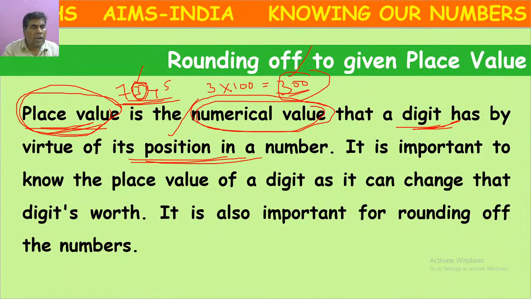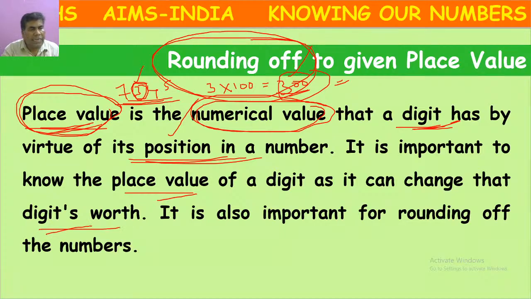So for doing rounding off of any given number, we have to know the place value of the digit first, or the digit's worth, the digit's value. So it is very important for rounding off the numbers. This concept is very easy. You can learn with the examples. No need to worry about this word rounding off. It's a very easy topic.